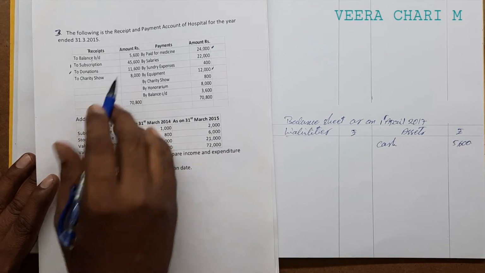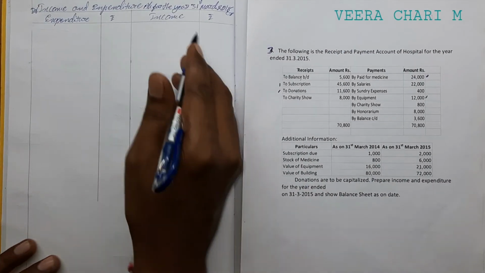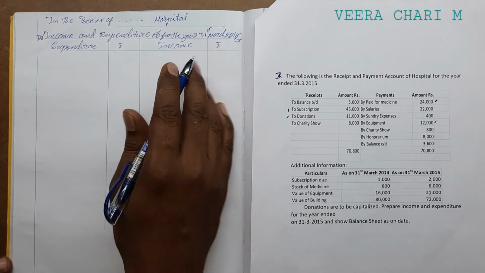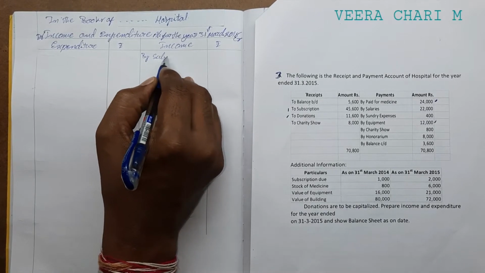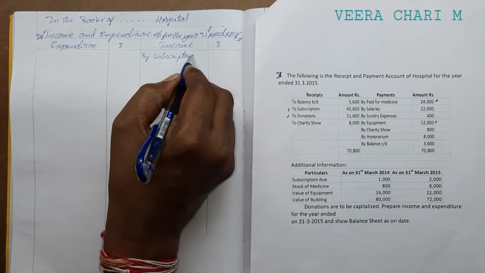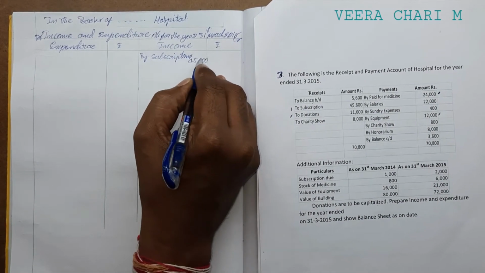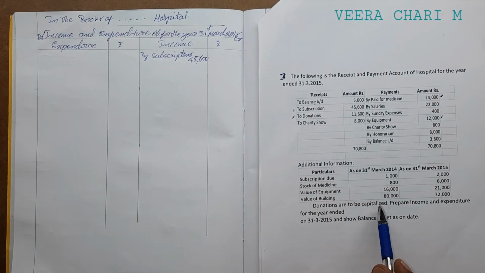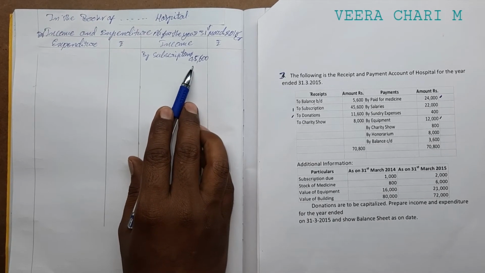Next, subscriptions 45,600. Subscriptions are an income, so under the income side of the income and expenditure account, you can write by subscriptions 45,600. There are adjustments, and we can calculate the adjustment later on.